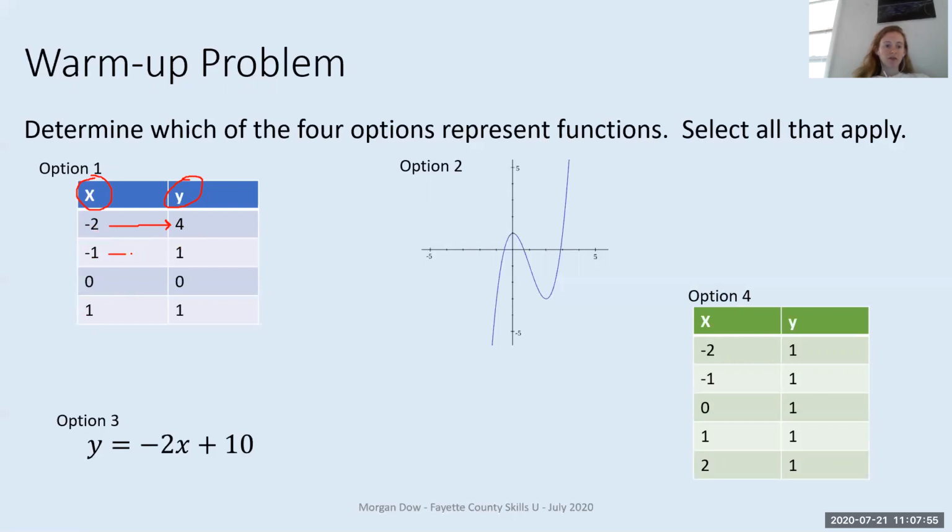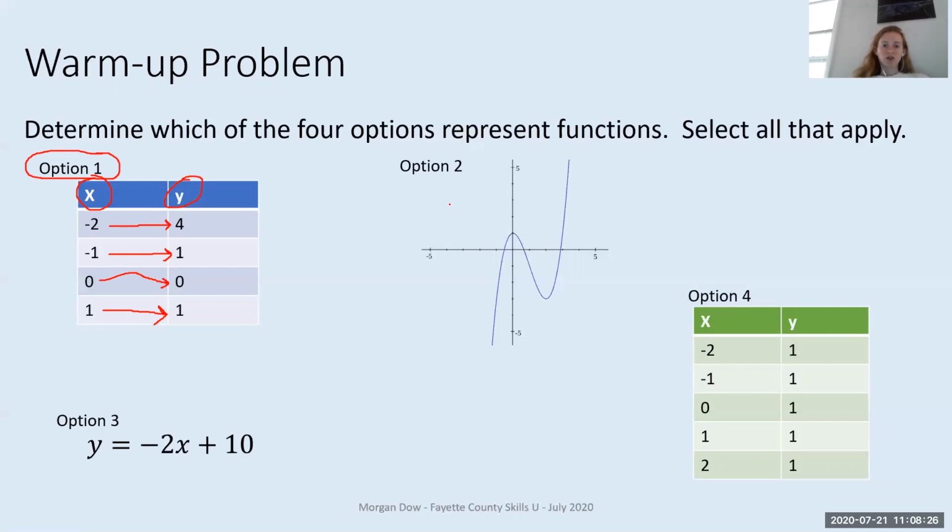I'm also seeing that for -1, -1 is only giving us an output of 1. 0 is only giving us an output of 0. And 1 is only giving us an output of 1. So that looks like option number 1 is a function, because there is exactly one output, one y value for each input, each x value.